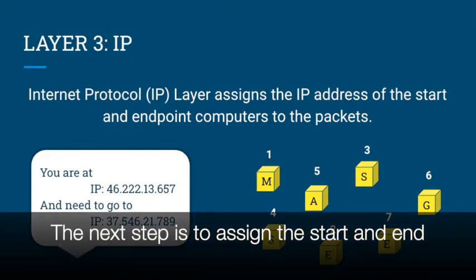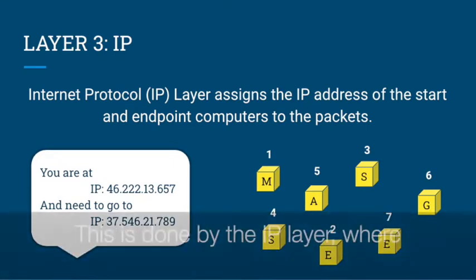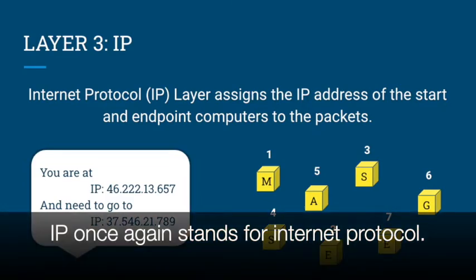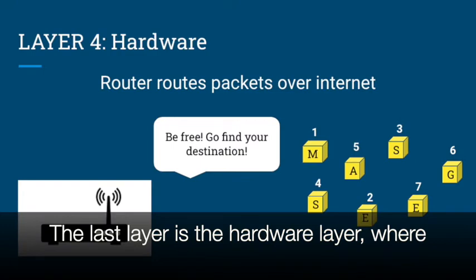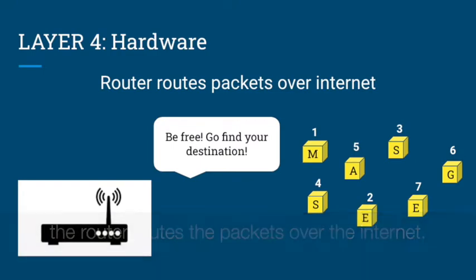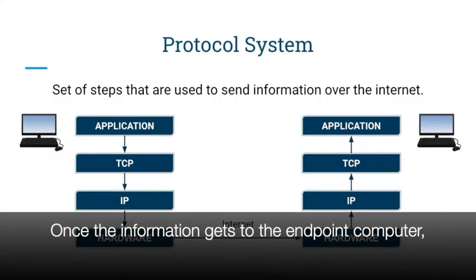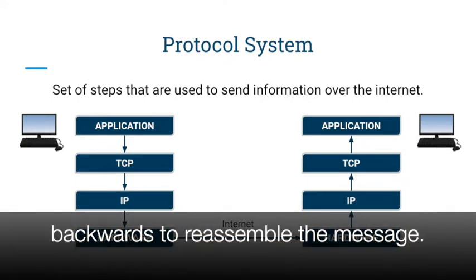The next step is to assign the start and end IP addresses to each packet. This is done by the IP layer, where IP once again stands for Internet Protocol. The last layer is the hardware layer, where the router routes the packets over the internet. Once the information gets to the endpoint computer, it goes through these steps again, but backwards to reassemble the message.